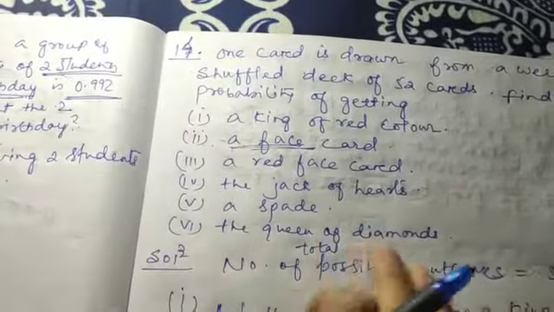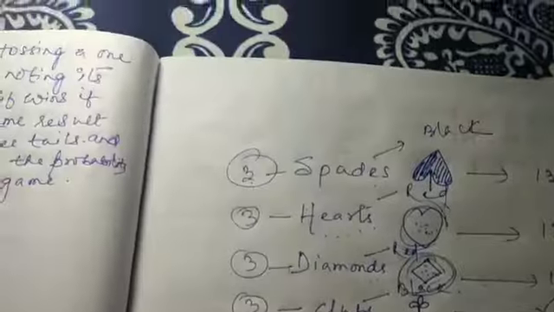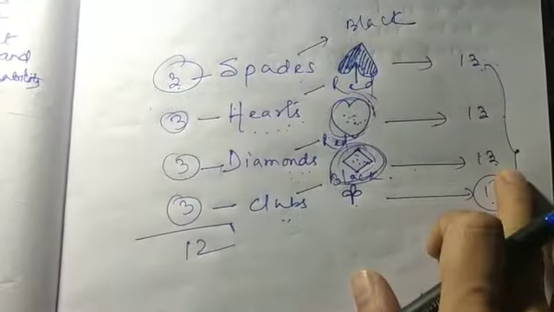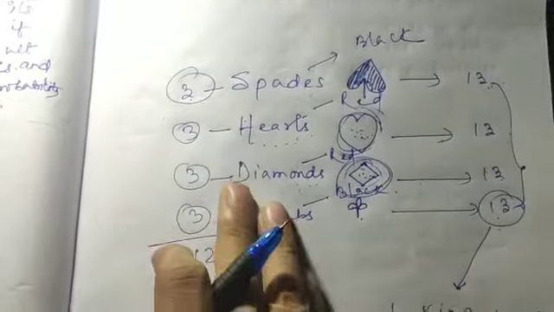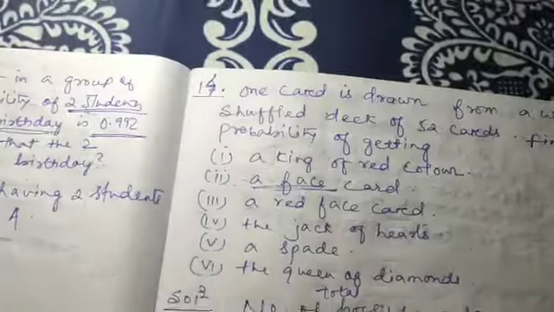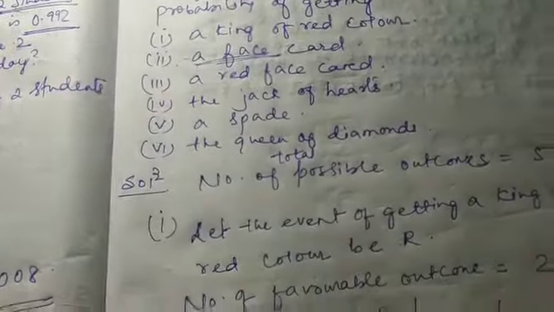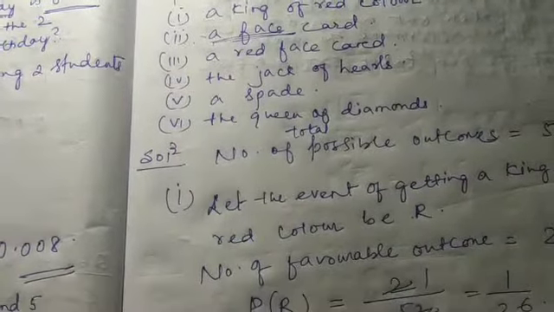A queen of diamond. How many queen of diamonds are there? Here you see diamond, 13 cards are there. Among those 13 cards, 1 queen card is there. So that's why 1 will be the favorable outcome for number 6. I hope it is clear. Let's see the next sum.